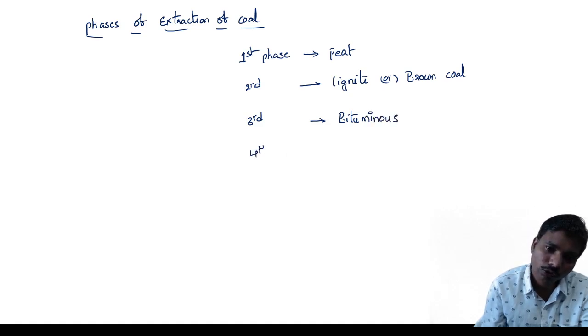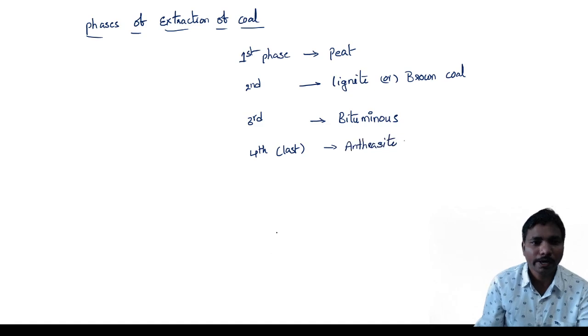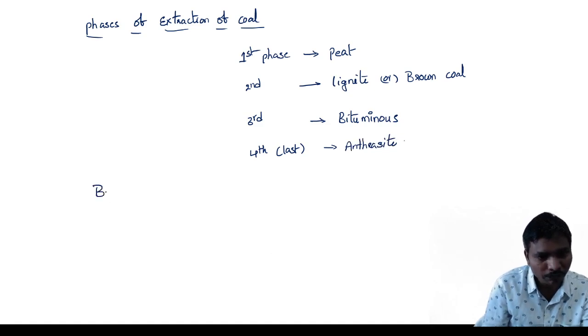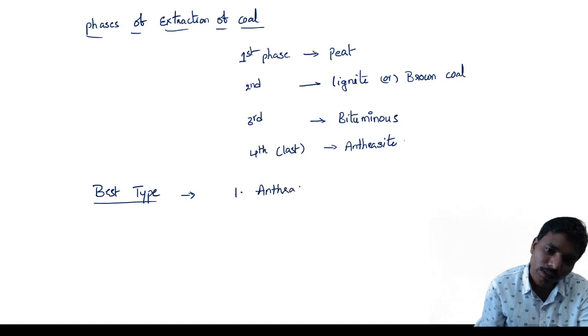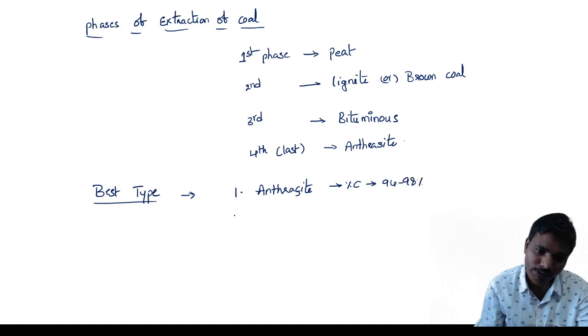And in the fourth or last phase of extraction, you will get a very good coal, that is anthracite. Okay, and coming to the best type of coal, if they are asking best type, first one anthracite, because of high carbon percentage. The percentage of carbon is 94 to 98%.